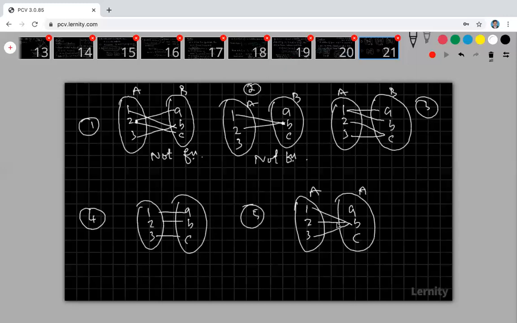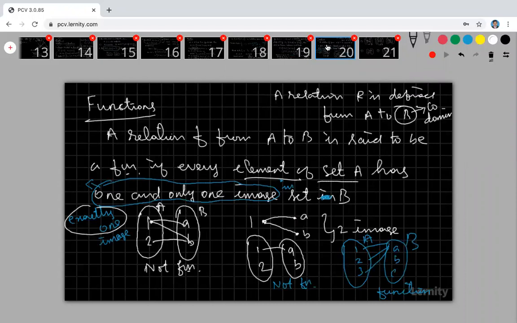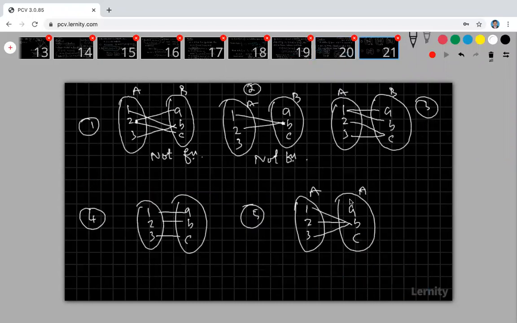My 2 is also related to only one element. My 3 is also related to only one element. Sir, all are related to same elements, sir. No problem. See the definition again. Every element of a set A has one and only one image in set B. That's all. So all the elements are related to same elements, sir.